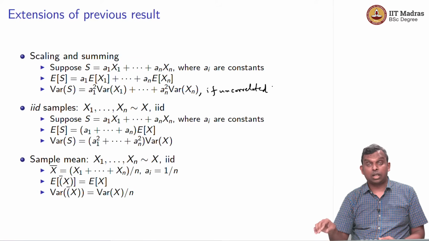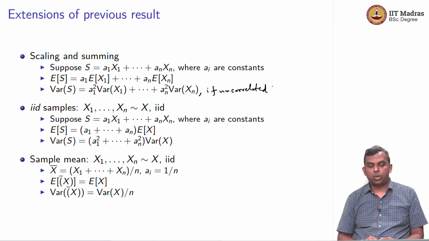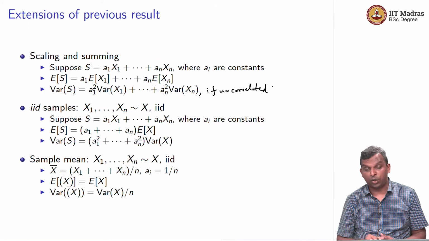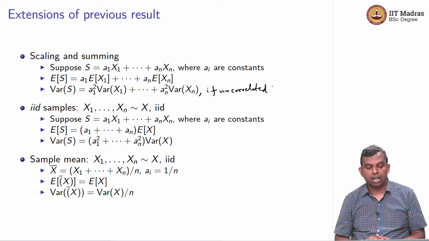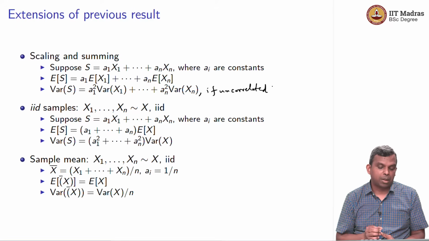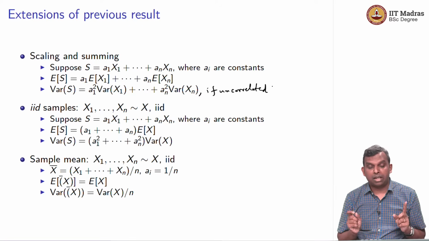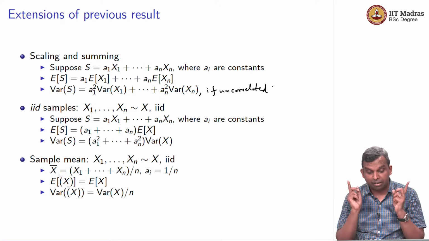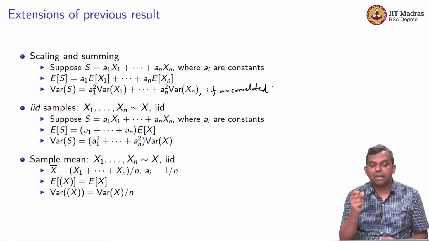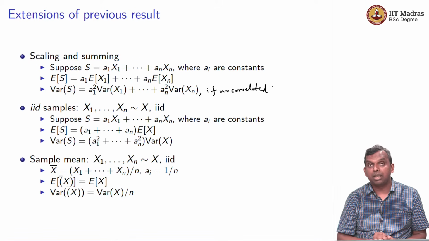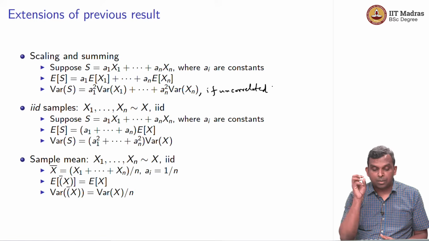Now let's look at the sample mean. X1 to Xn are distributed according to X, IID. This is the IID samples model, and we're defining the sample mean. Remember, the sample mean X bar is a random variable. It's capital X1 plus capital X2 up to capital Xn, divided by n, and this is nothing but a linear combination with each ai being equal to 1 over n. You just substitute that here.